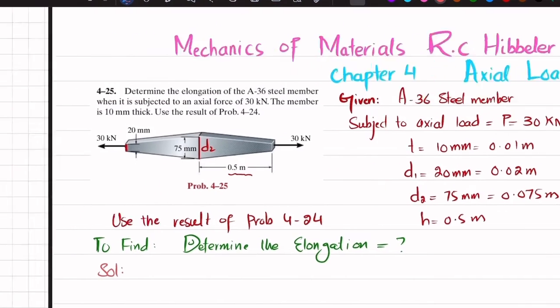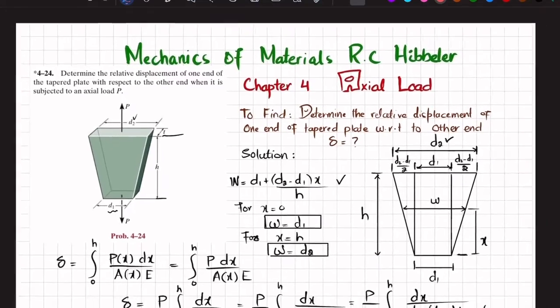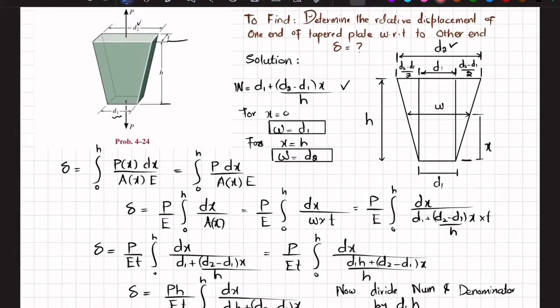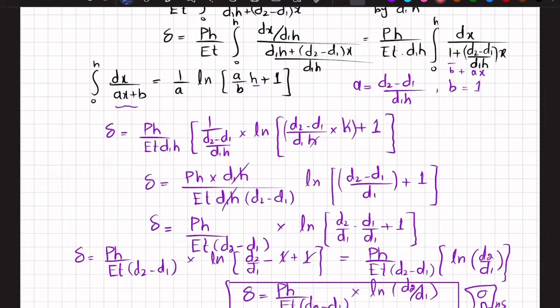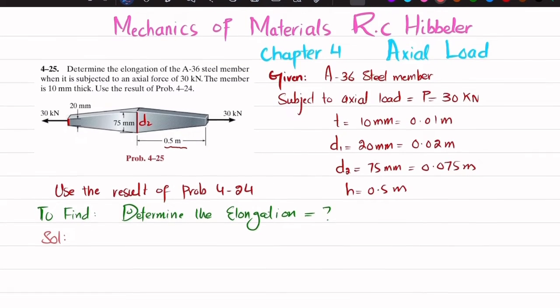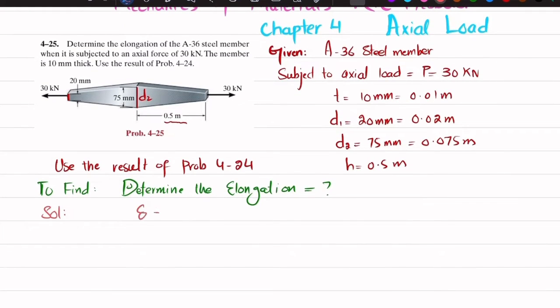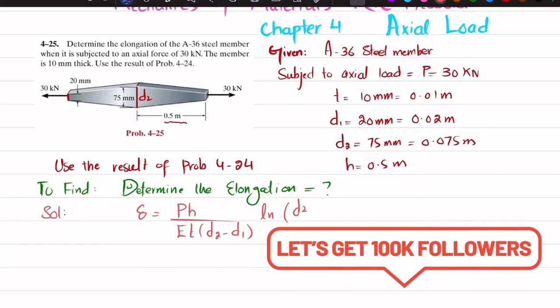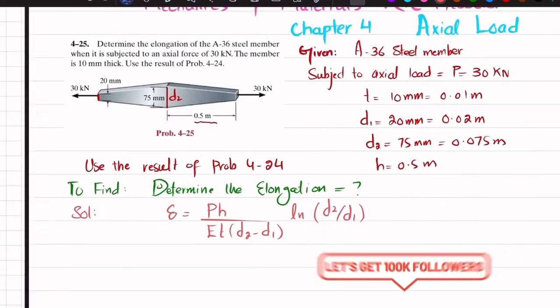So if we move to the previous problem 4-24 which we have solved, I have attached the link in this problem. So this is the result. You have to copy this, and this result which we will write over here, this deformation which is delta is equal to P into H divided by E into T into D2 minus D1 into ln of D2 over D1.